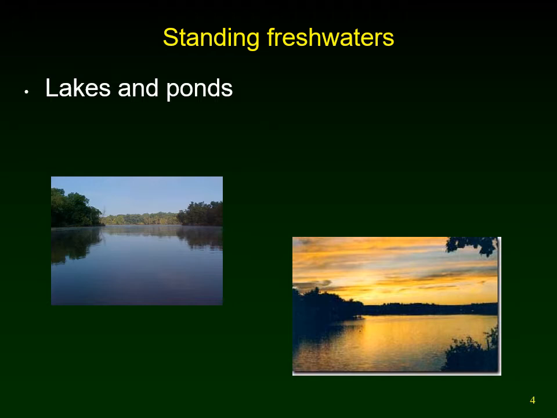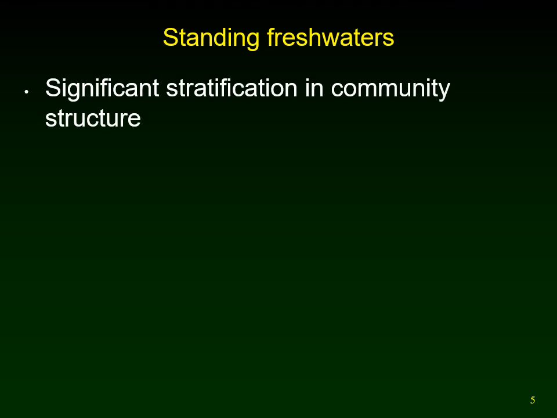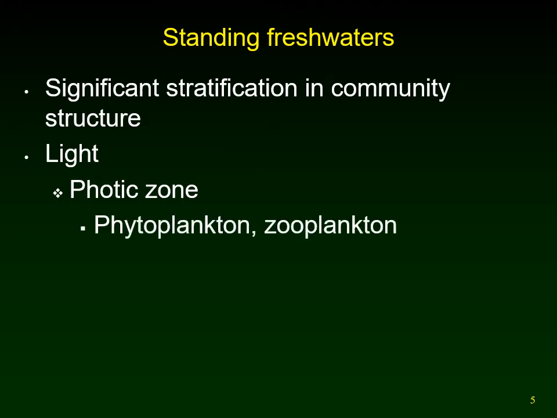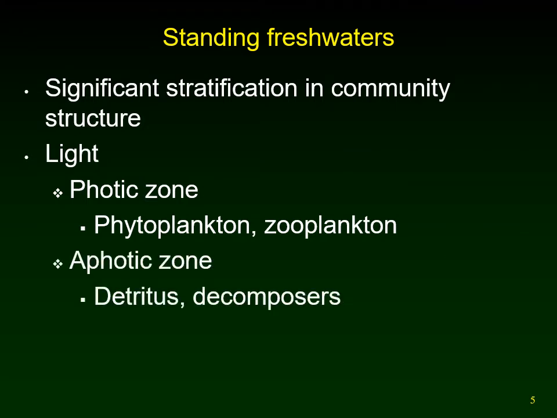Some of the aquatic systems we're probably more familiar with, being terrestrial animals, are the lakes and ponds, which are fresh waters. There, when you go deep in the water, you find significant differences in community structure as you get down from the photic zone, where you have lots of light, into the darker water. So a lot of phytoplankton, little floating algae, and floating tiny animals, the zooplankton, are found up in that light zone. And when you get down into the aphotic zone, the dark zone, you're going to find the dead things that fall, the detritus, and the decomposers.